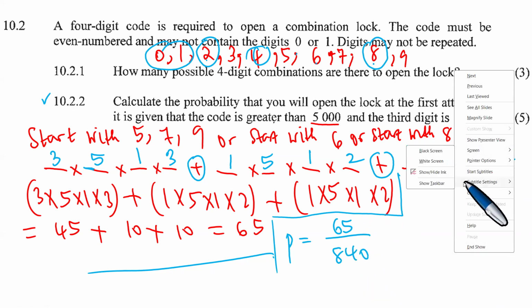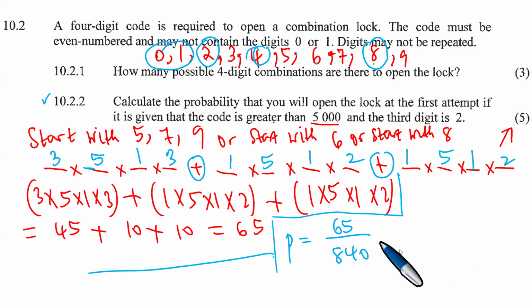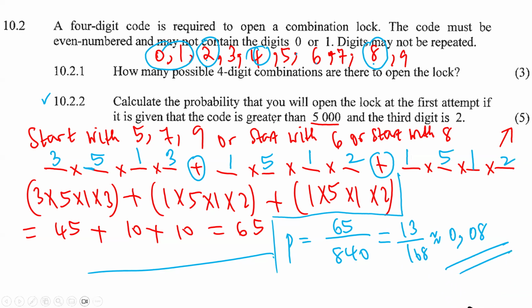And if you use a calculator to do that, you divide 65 by 840, which is 13 divided by 168, which is exactly 0.08. So in other words, this one here is equal to 13 divided by 168, which is approximately 0.08. What's the question about? The probability that you'll open the lock at first attempt, given that the code is greater than 5,000 and the third digit is a 2.